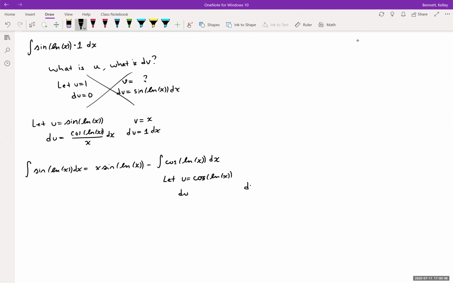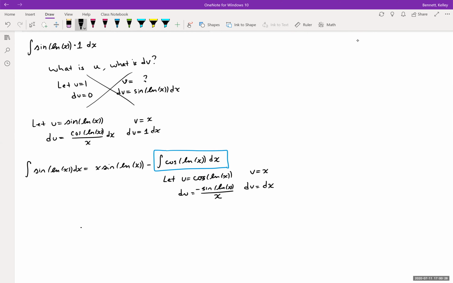And we're going to let dv equal dx as we did before, so that v just equals x. And then this is going to be negative sine ln of x over x. And so this is the same kind of iterative process.